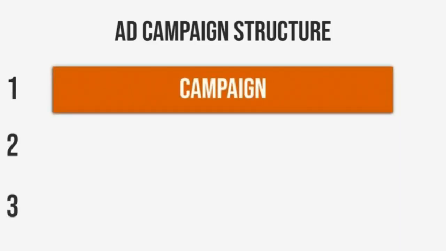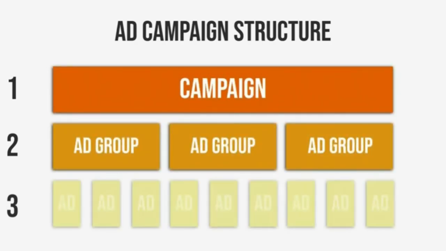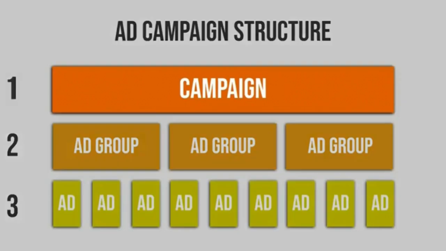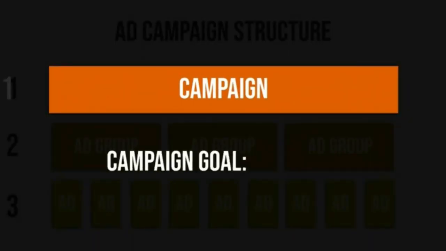Now let's talk about the ad campaign structure, how a TikTok ad campaign is structured. First we have the campaign. Second, we have ad groups. You can add up to 3 ad groups, and then we have the ads under each ad group.